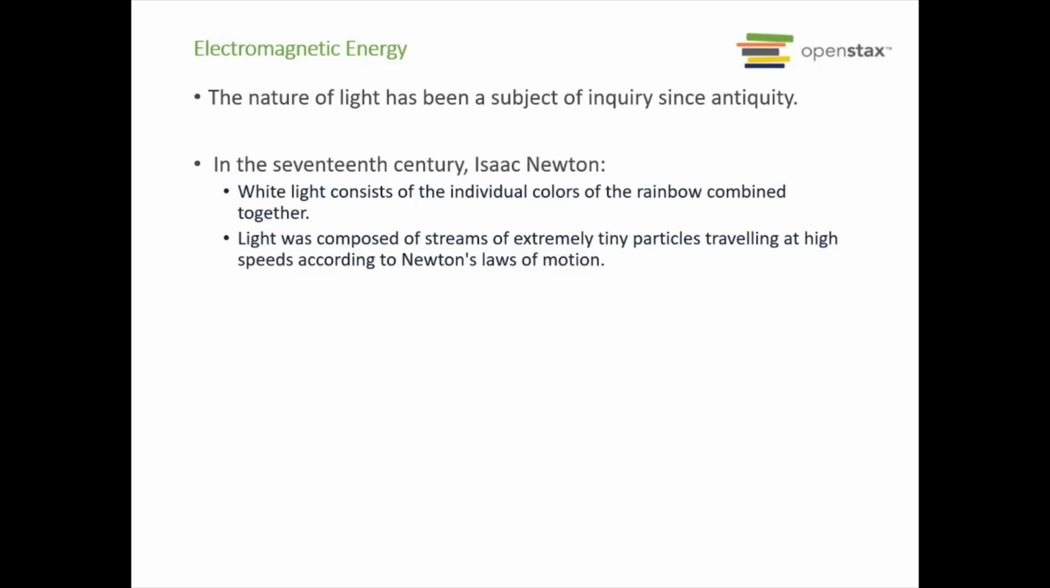So, starting off, the nature of light has been the subject of inquiry since antiquity. We've always wanted to know what light is, what it's made of, if it's made of anything, how it behaves. So, in the 17th century, Isaac Newton came up with the idea that white light consists of the individual colors of the rainbow combined together, and that it's composed of streams of really tiny particles traveling at high speeds according to his laws of motion.